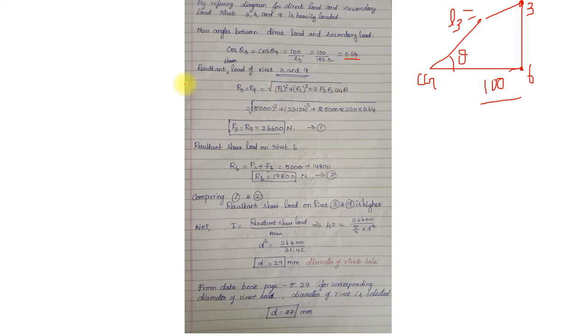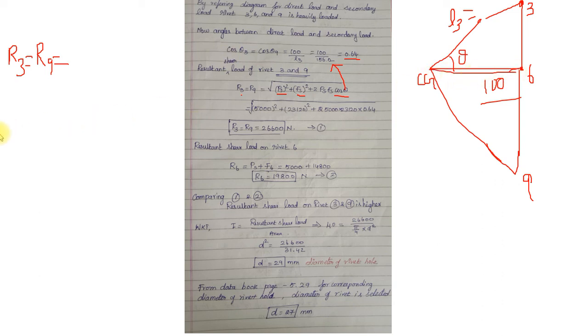Okay, so I can tell that the other rivet is symmetric, 9. Since it is symmetric, I can write the resultant shear load at 3 is equal to the resultant shear load at 9. We obviously know the formula: R equals the square root of Ps square plus Fs square plus 2 Ps Fs cos theta. So Ps is nothing but the direct shear load, Fs is nothing but the secondary shear load of the particular rivet, and cos theta we have already found out, the angle between the direct shear load and secondary load. We cannot find out the cos theta for 6 because it is available at 0.